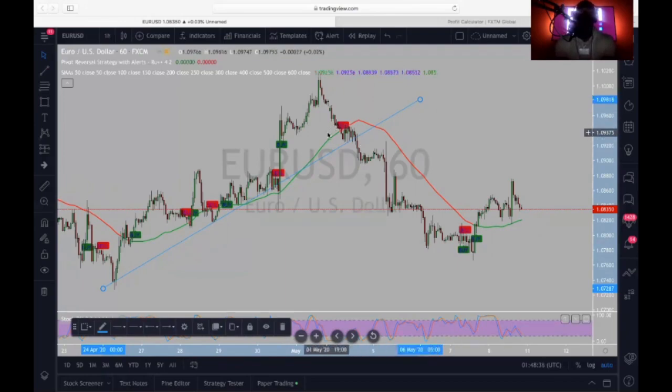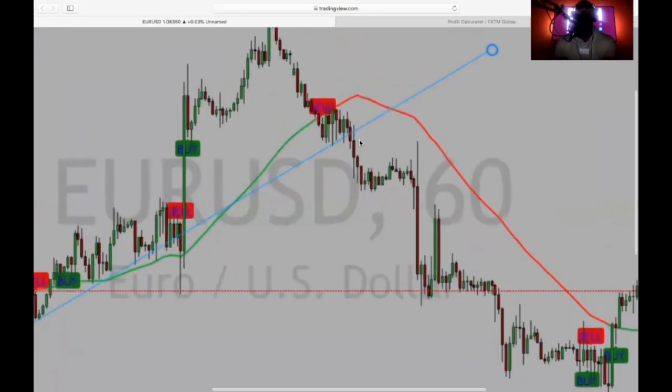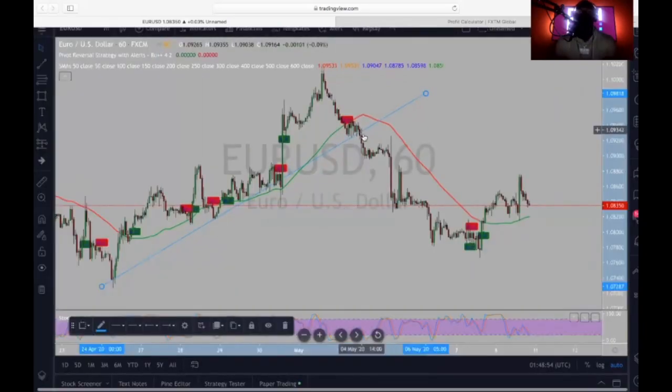The first one is the fact that it broke below this trend line and it closed. If you look closely, the price broke below the trend line and it closed. That's a wick, but the body closed below the trend line. So that's one thing we're going to be looking at.